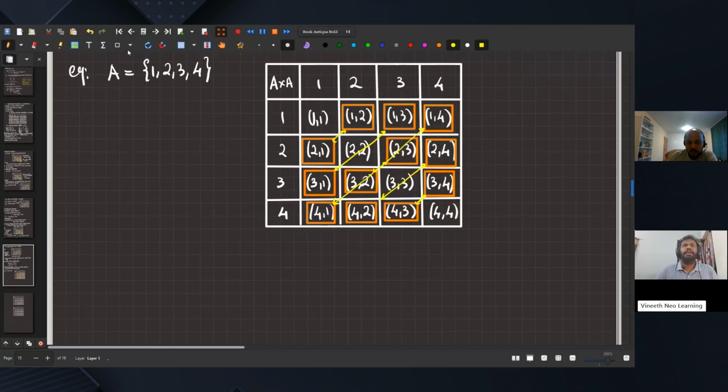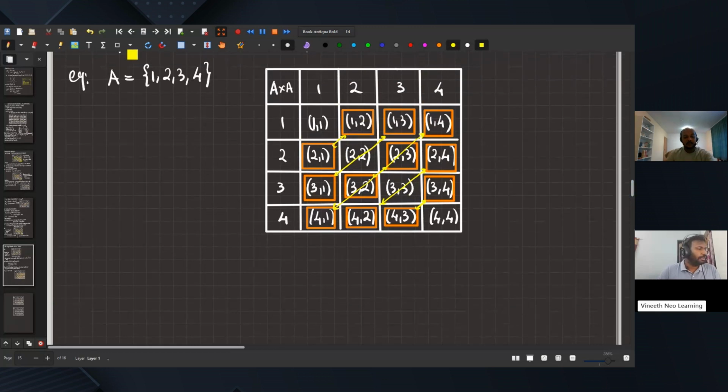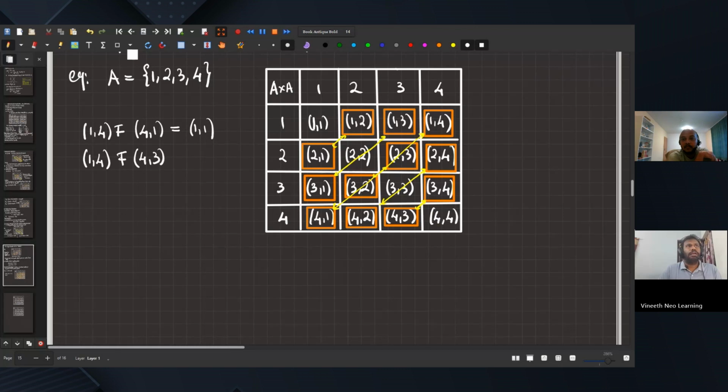Okay, all of these, we can take the transitive product for all of them, right? Yes. For instance, we can write the transitive product for say 1 comma 4. We can find the transitive product with 4 comma 1. We will get the answer 1 comma 1. Or we can also find the transitive product with 1 comma 4 and 4 comma 3. We will get 1 comma 3.